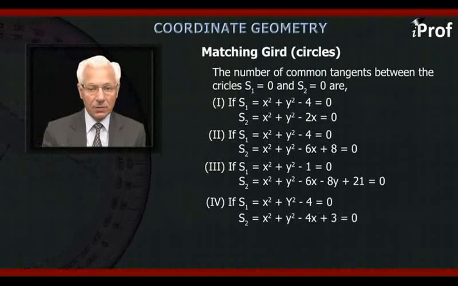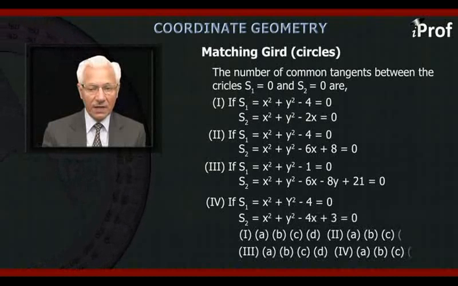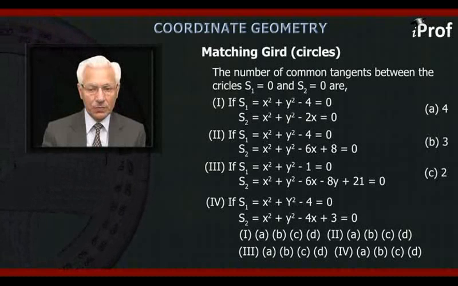And the choices on the right side are A, 4, that is the 4 number of circles. Choice B is 3, choice C is 2, choice D is 1. We have to match them from the left to the statements to the answers on the right. Let's take up the solutions one by one.